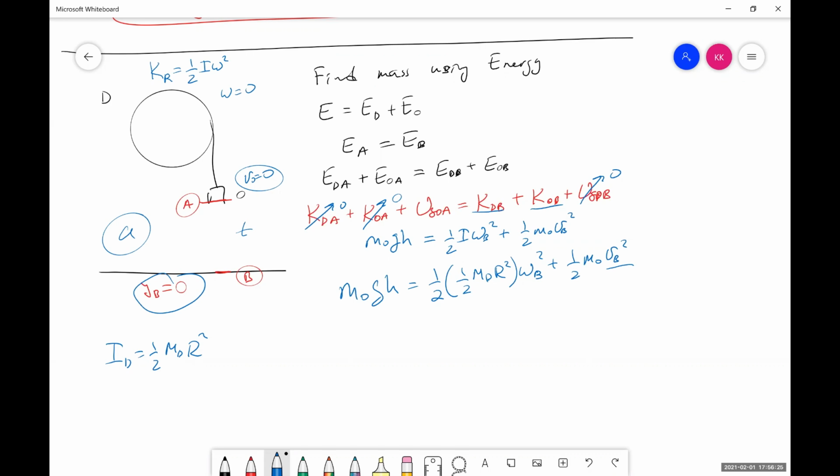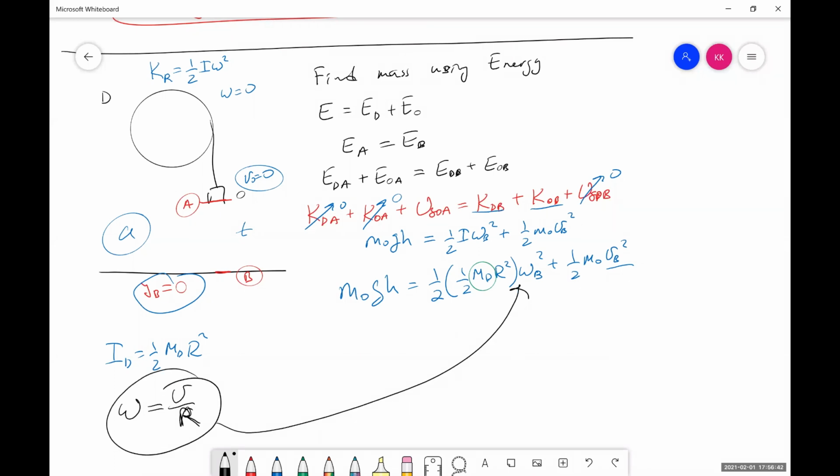The idea here is, again, to find that using the energy approach, using these equations. All right, so the only thing I can say is that omega is, remember, V over R, the radius, right? So you can replace this with that, or just calculate omega B once you calculate VB. And then you can use all of that to calculate the mass of the disk using the second method. Any questions?